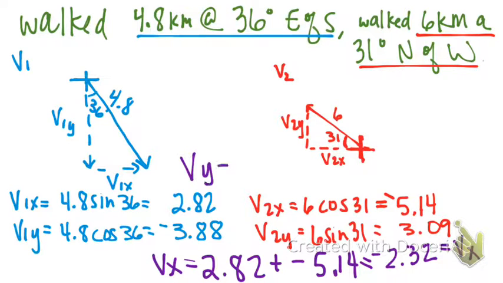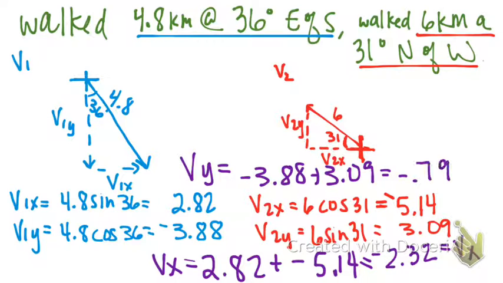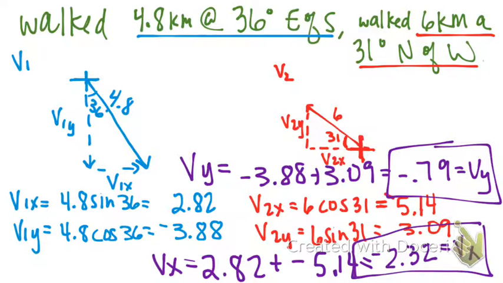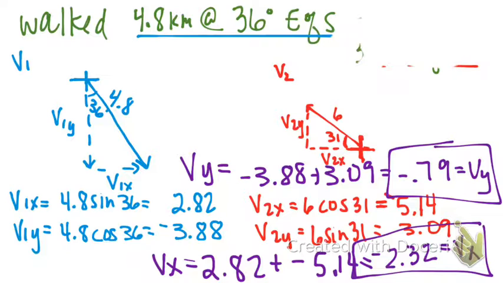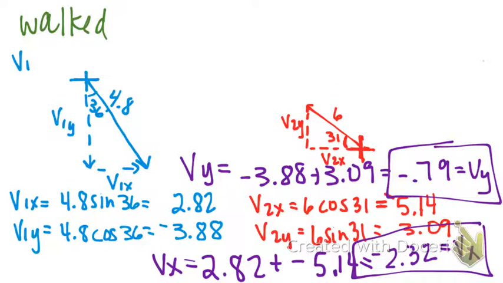My y component, resultant, is negative 3.88 plus 3.09. Gives me negative 0.79 for my y component. So now, using these two components, I can go build my resultant triangle. Yes? Okay, so I'm going to clear some space here on my screen, but I need to build my resultant using those two components. So I've got an x and a y that are both negative.